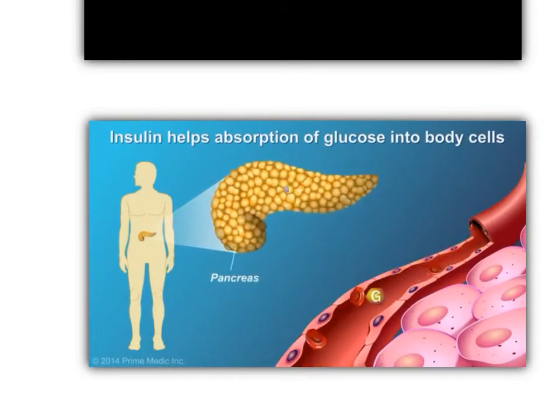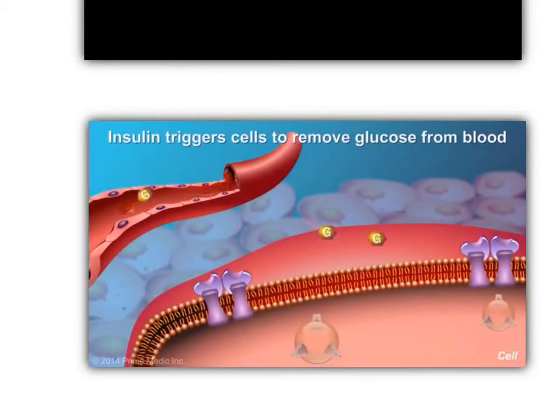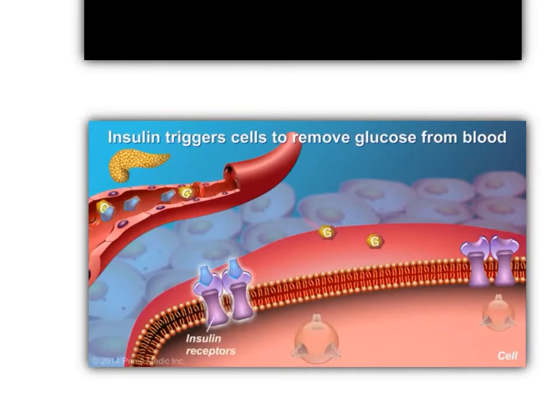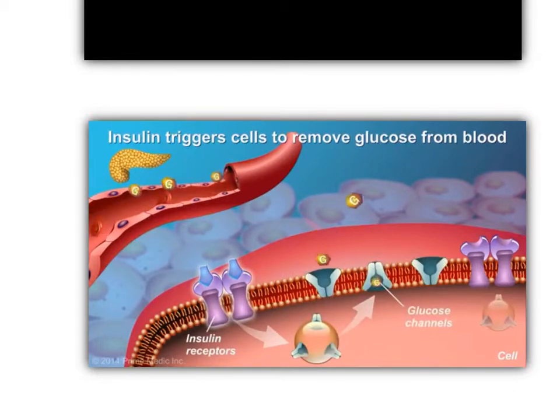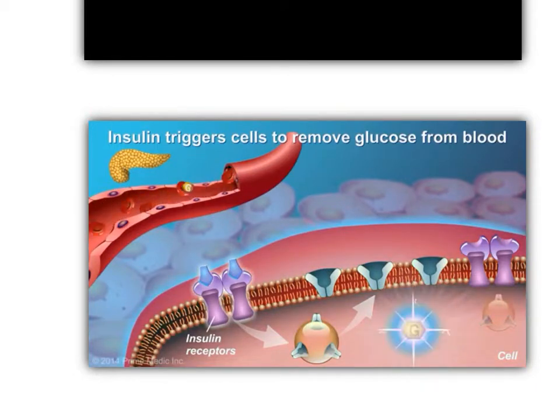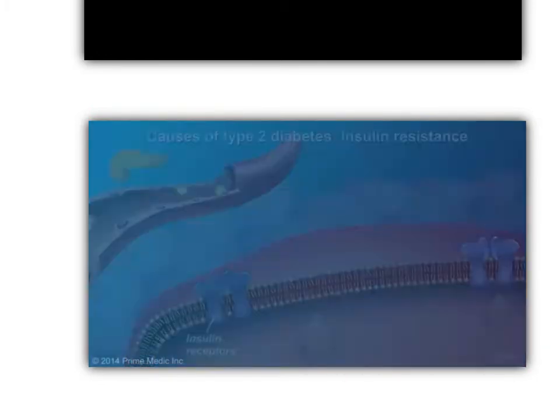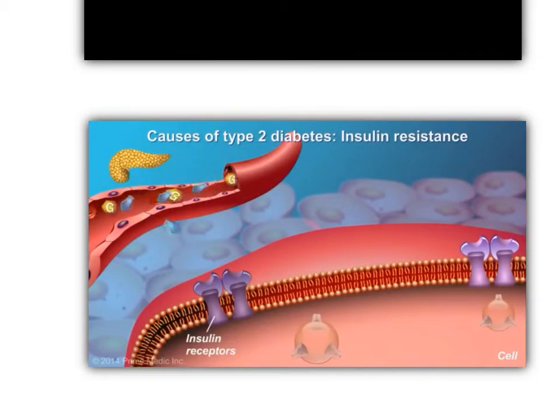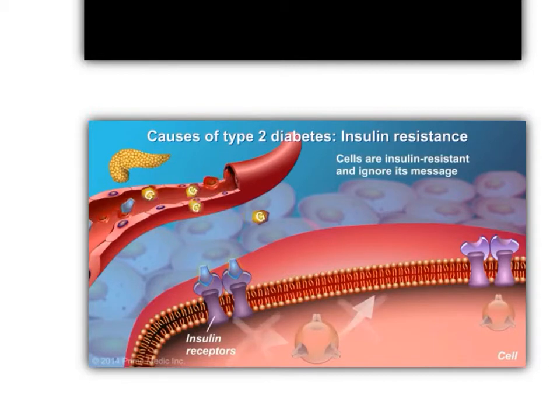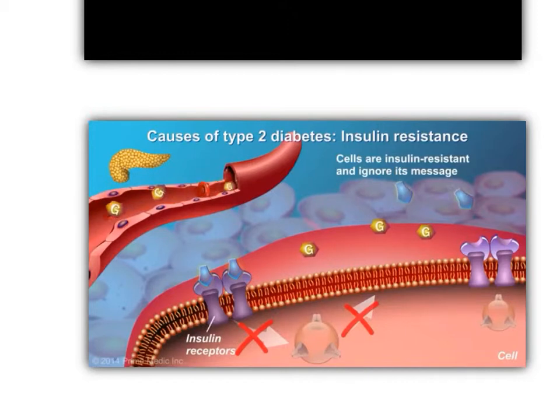The pancreas produces a hormone called insulin, a chemical messenger essential for the entry of glucose into cells. As the blood glucose levels rise after a meal, insulin is released into the bloodstream and sets processes in motion to trigger the removal of glucose from the blood to enter into the cells. In type 2 diabetes, the cells become resistant to insulin and ignore its message to absorb glucose. This is known as insulin resistance.